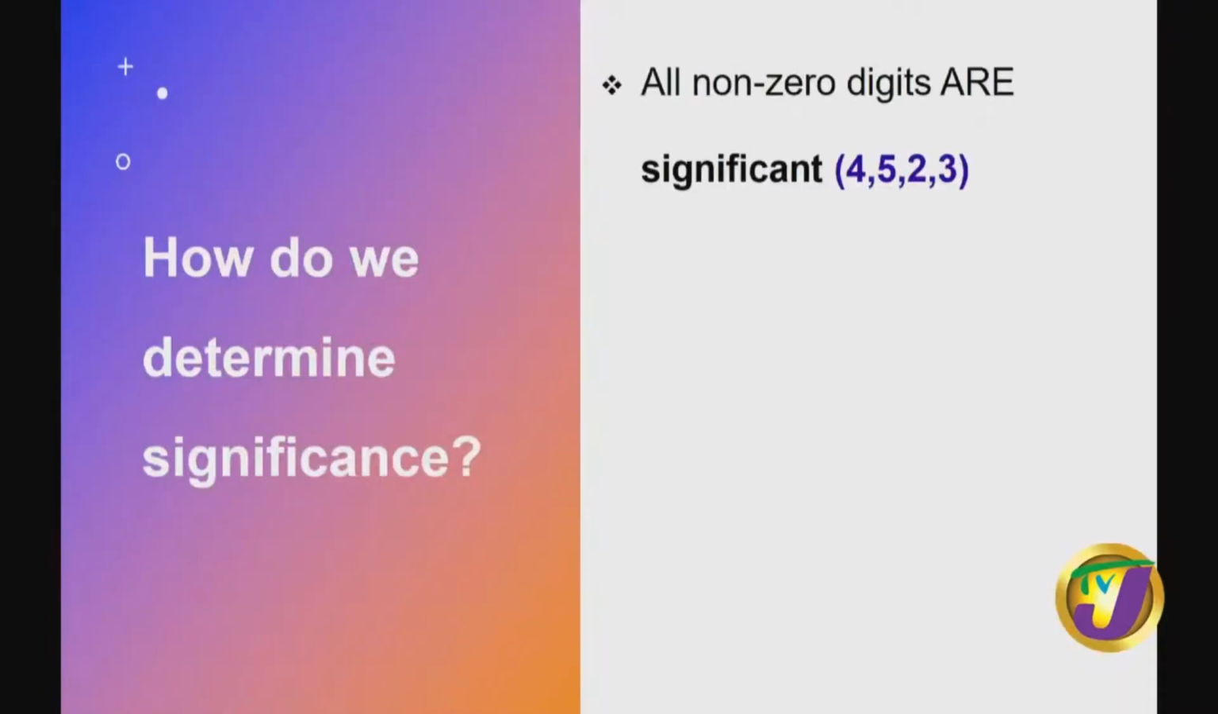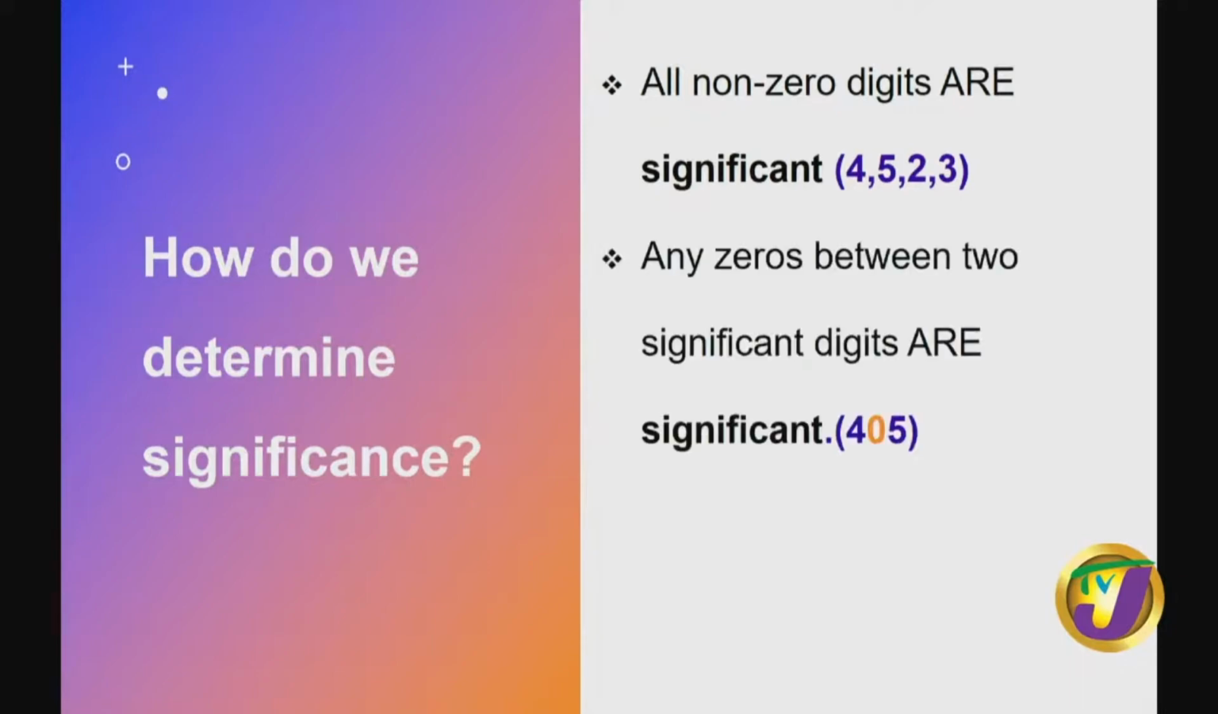Now, how is it that you determine if a number is significant? Well, all non-zero digits are significant. So digits like 4, 3, 2, 1, those are all significant digits. Any zero between significant digits are significant. So for example, 405. The zero in 405 is significant because it is in between two significant digits.